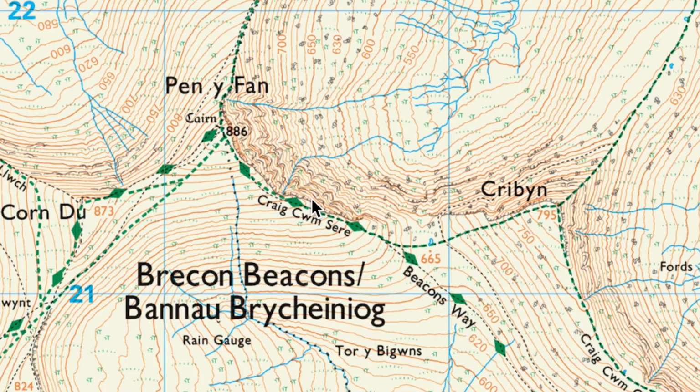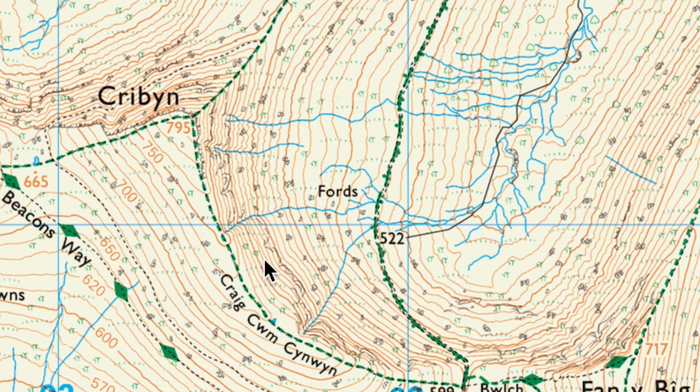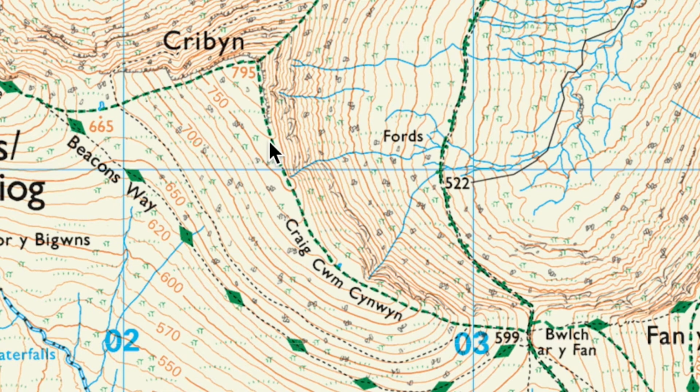So for instance, here the contour lines are so close together it's very hard to differentiate them, and that's telling me that that is a very steep slope, if not almost vertical slope. The contour lines here are close together but not as close, which means it's a very steep slope again. However, on the opposite side, the contour lines are further apart, which means it's a gentler slope.